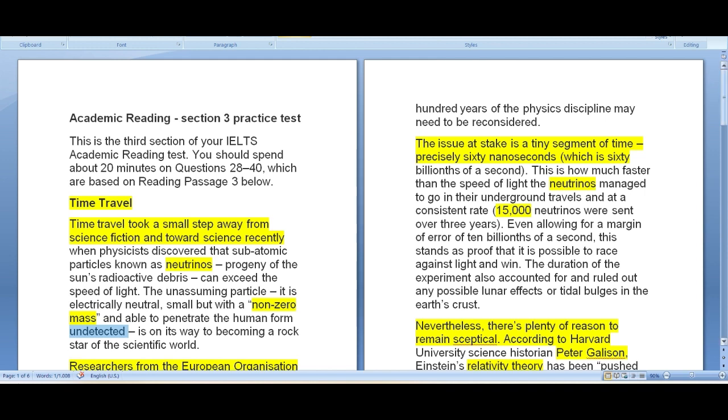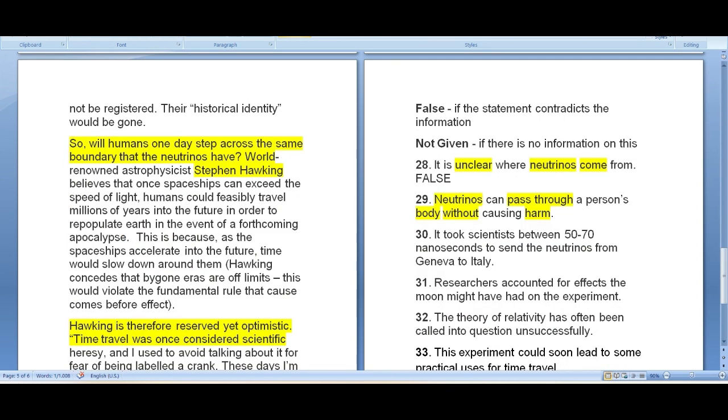We're done with it. Let's go to see our question. What do you think from what we did together? Neutrinos can pass through a person's body without causing harm. True, false, not given? I think it's a clear true answer. Let's move on.